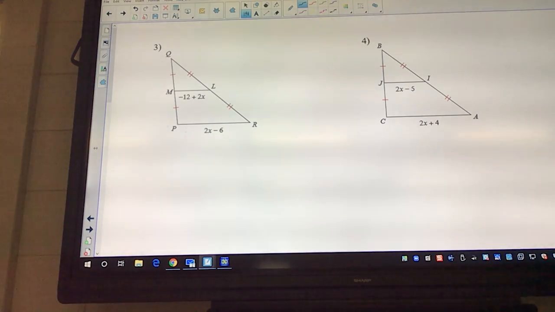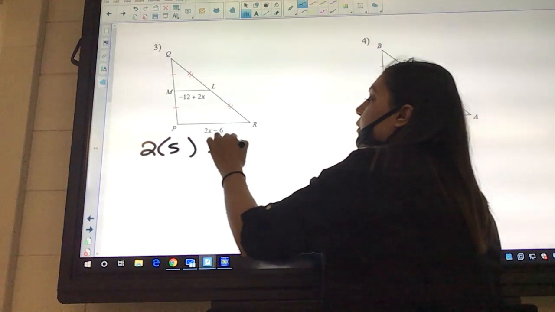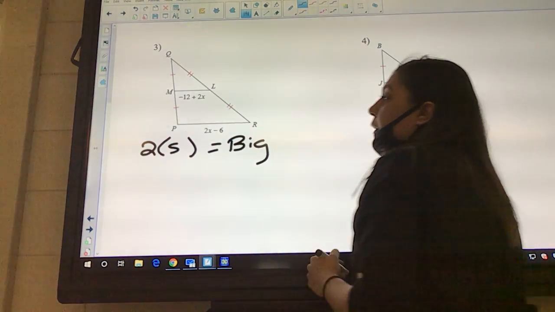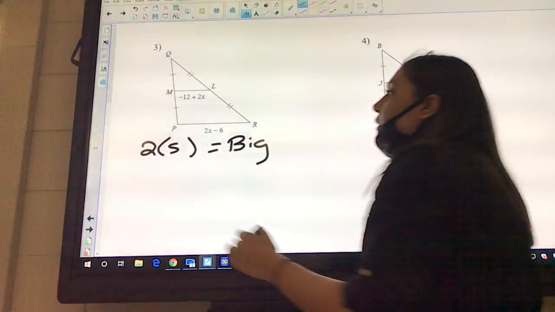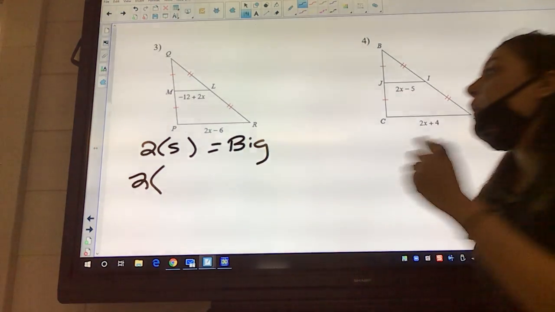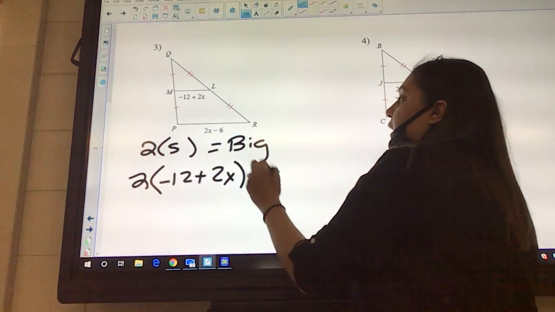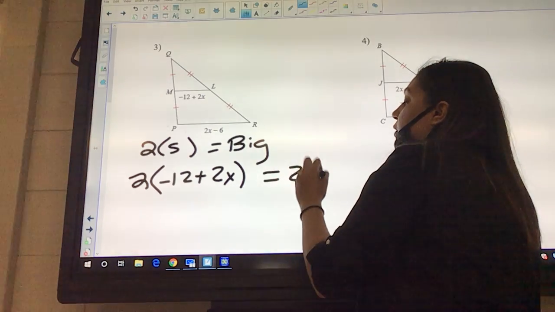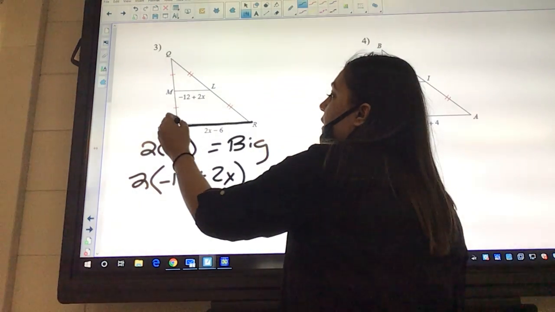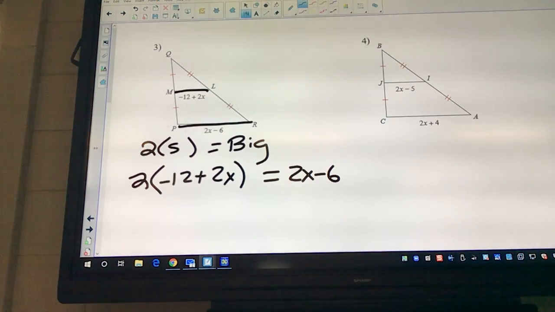All right, so on this one, we say 2 times the small, and I'm just gonna put S, equals the big. Okay, 2 times the small equals the big. And what is our small in this case? Which one is the small one? Negative 12 plus 2x. Yeah, so this is gonna be the small one, is gonna equal the big one, and this one is big. And you can clearly tell that this one is this length, and this one is only that length. Okay, so you can tell which one is the big one, which one is the small one. Okay, so we set it up, 2 times the small equals the big. What's our next step always?